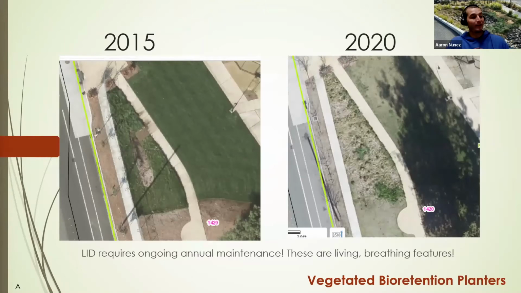Just really harping that LID requires ongoing annual maintenance. And again, these are living, breathing features. These are an extension of our storm drain system, but rather than a catch basin or an inlet, they're living and breathing, and they need to be tended to. And just pushing the point as well that as the owner of these features, that continual annual maintenance is a small lift.